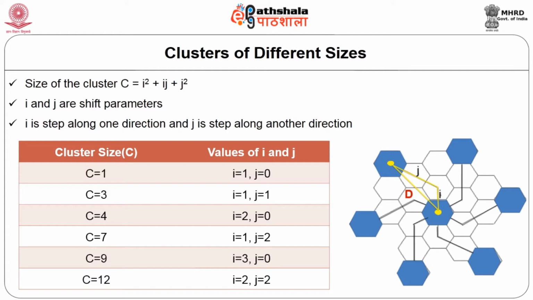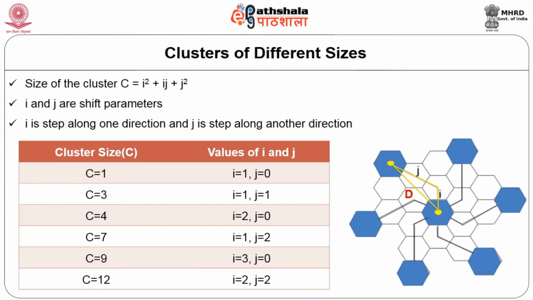For C equal to 4, it's I equal to 2, J equal to 0. For C equal to 7, it's I equal to 1, J equal to 2. For C equal to 9, I equals 3, J equals 0, and for C equal to 12, it is I equals 0, J equals 2. So, using these values of I and J, the formula for the cluster size is derived as: cluster size is given by I square plus IJ plus J square.